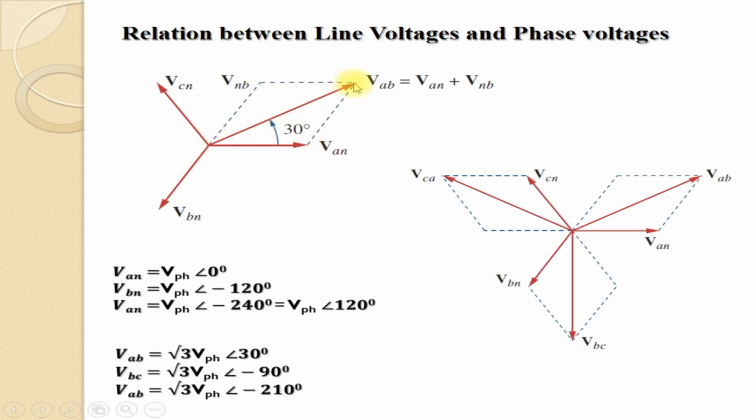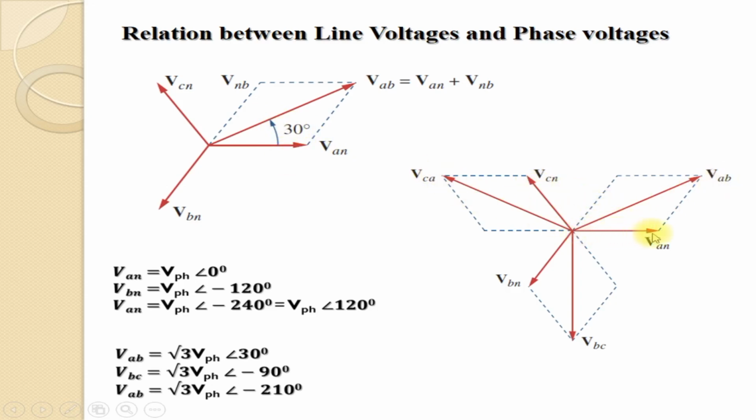So VAB will be, and this magnitude we can calculate from this parallelogram. It will be root 3 times the magnitude of this. So VAB, magnitude wise, is root 3 times the phase voltage, and it is leading with respect to the reference vector by an angle 30 degree. Similarly, you can form other vectors. Here VAB is this.